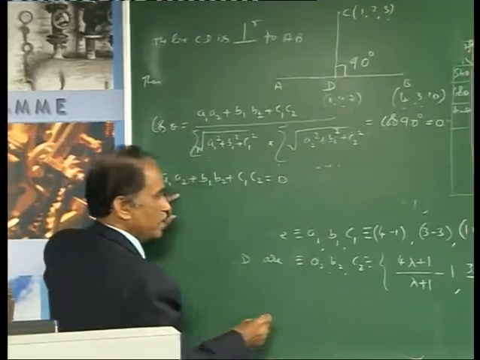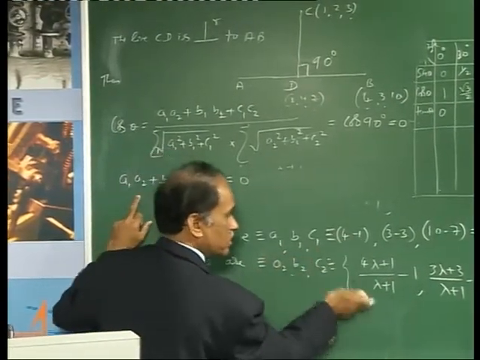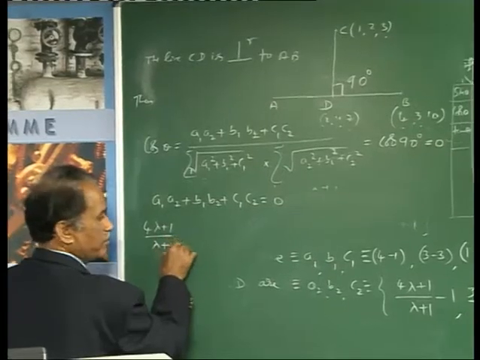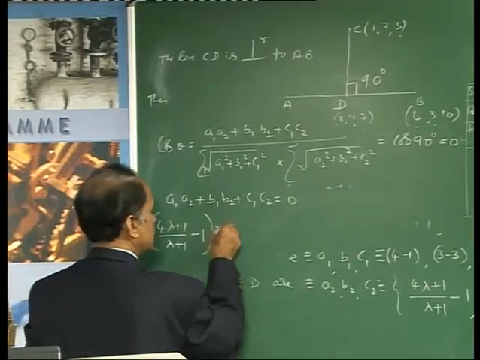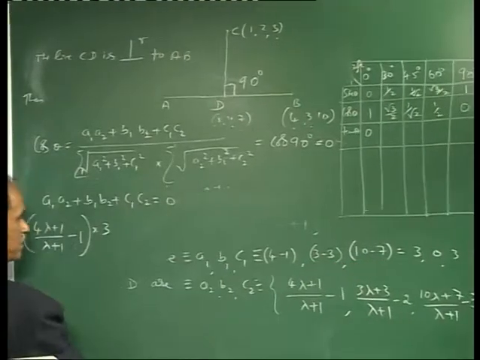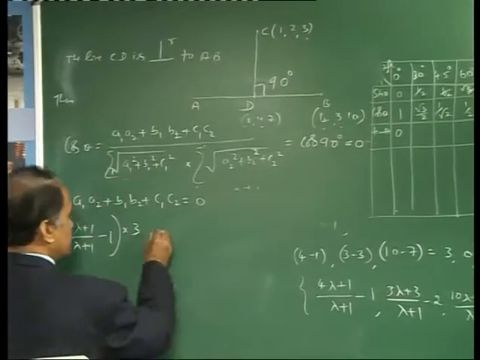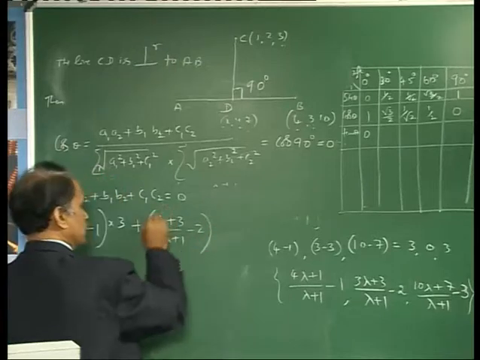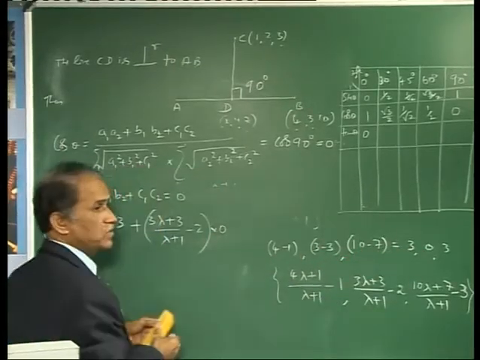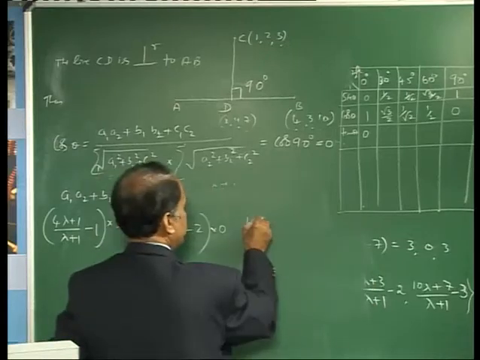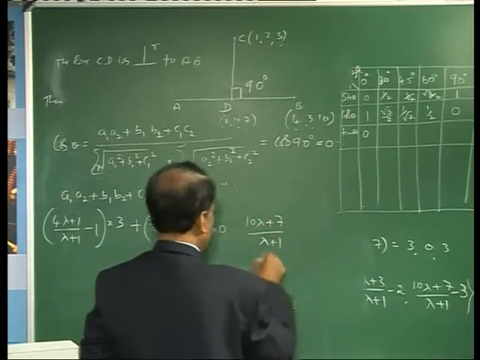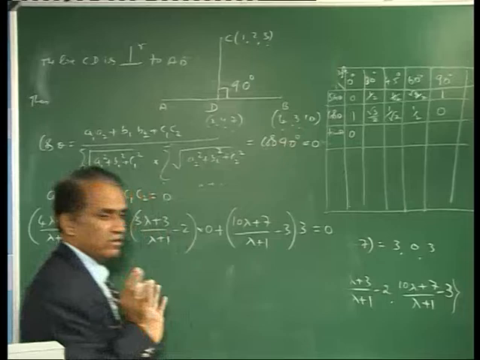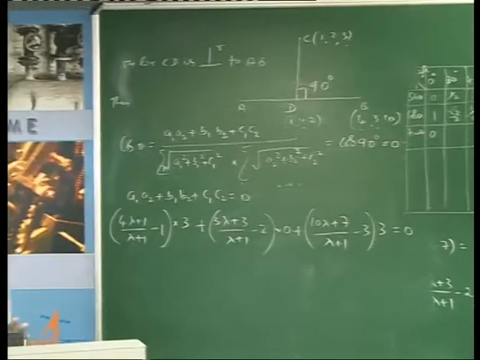Therefore, A1 A2 means here these are the values A1 B1 C1 A2 B2 C2. You have to write the product of these values, that is 4 lambda plus 1 divided by lambda plus 1 minus 1, this value into 3, that is first term. Next term will be plus of second term, that is 3 lambda plus 3 by lambda plus 1 minus 2 into 0, and one more, that is 10 lambda plus 7 divided by lambda plus 1, plus sign, minus 3, this value multiplied by another 3. This should be equated to 0 because sum of the product of the direction ratios is equal to 0.